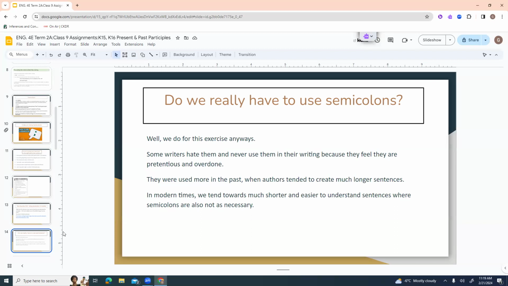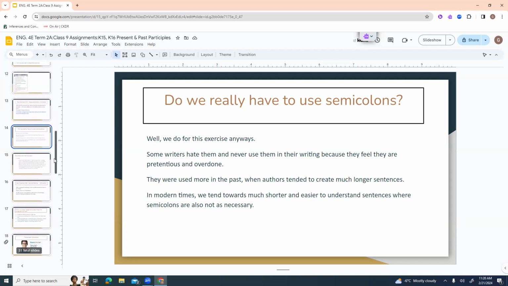One reason, too, is they were used more in the past because authors tended to create much longer sentences. You might see somebody write 10 different short sentences and join them together using conjunctions and semicolons and colons. But we've kind of moved away from that. We've moved towards much shorter sentences that are easier to understand and where semicolons just aren't as necessary. I'm not really sure why, but there's really been a modern movement towards shorter sentences. Maybe just because they're easier to understand.